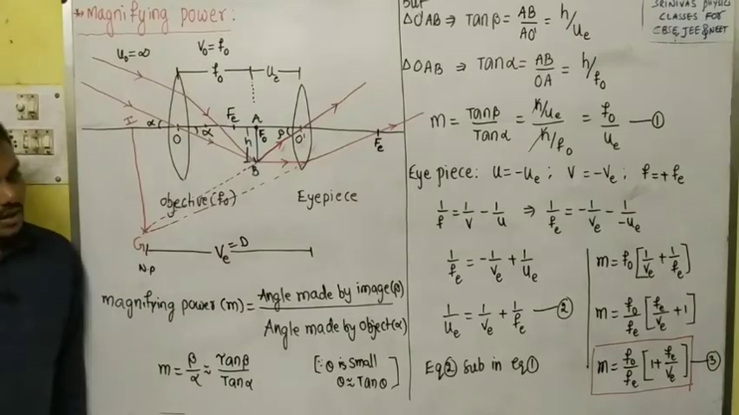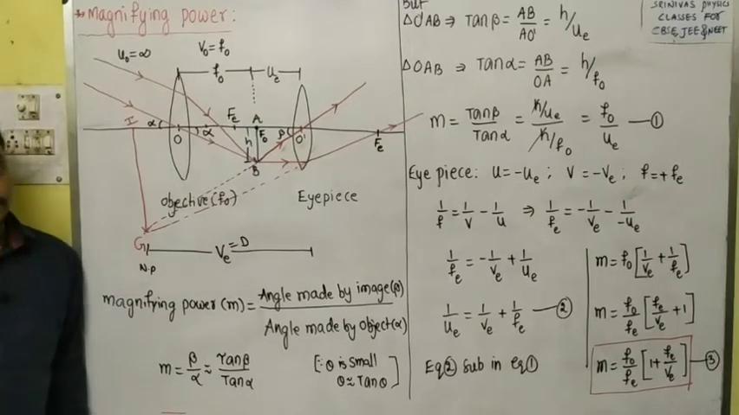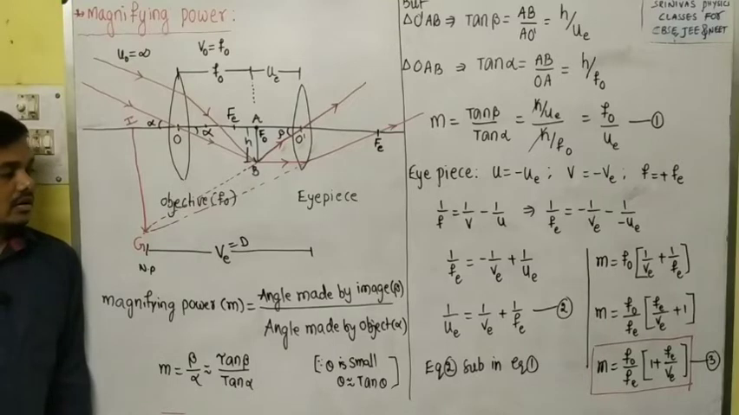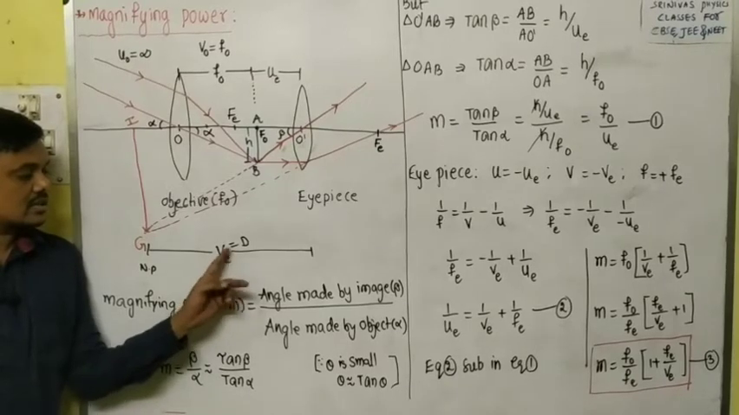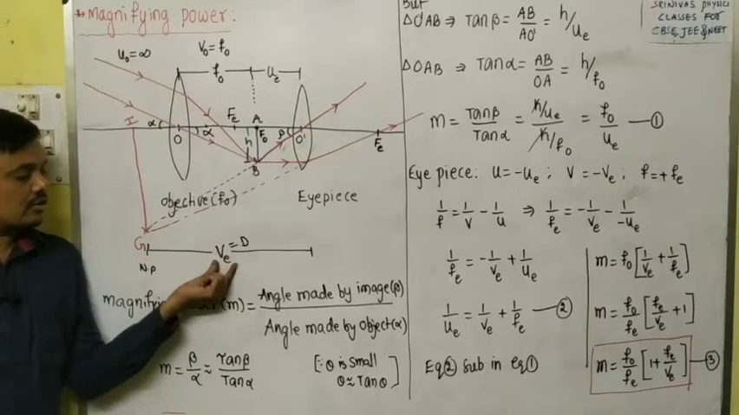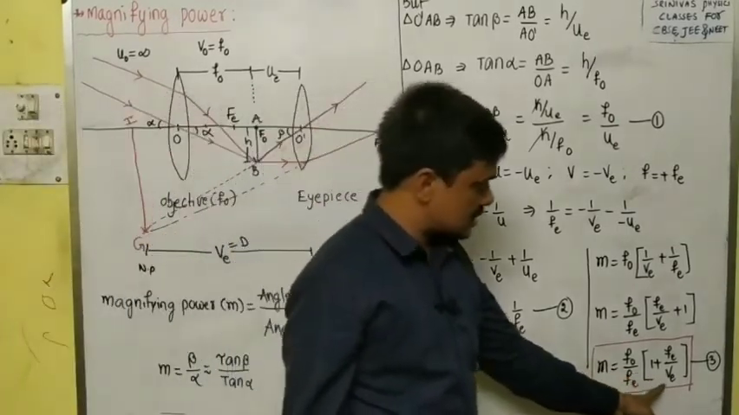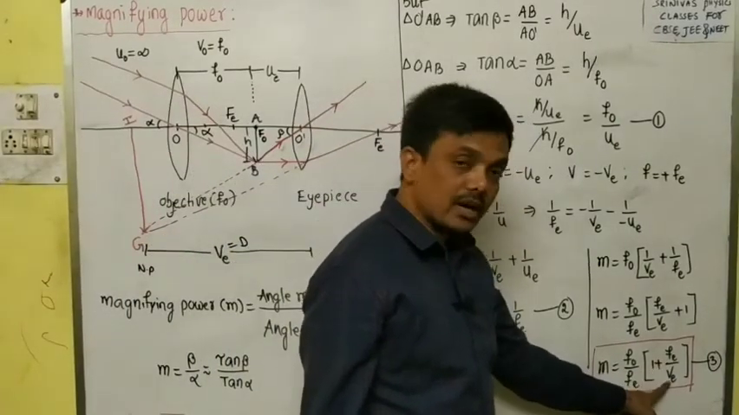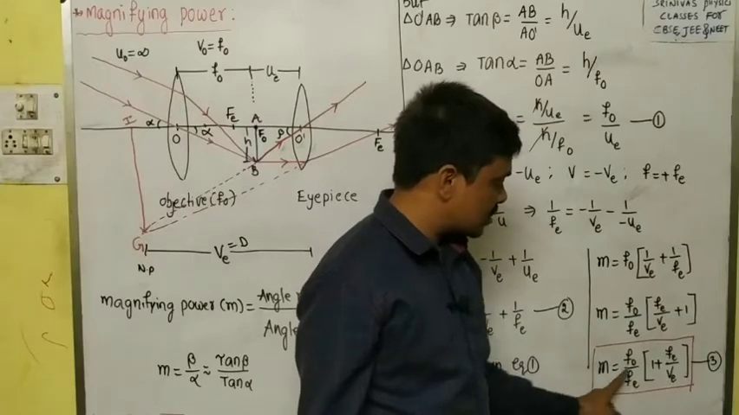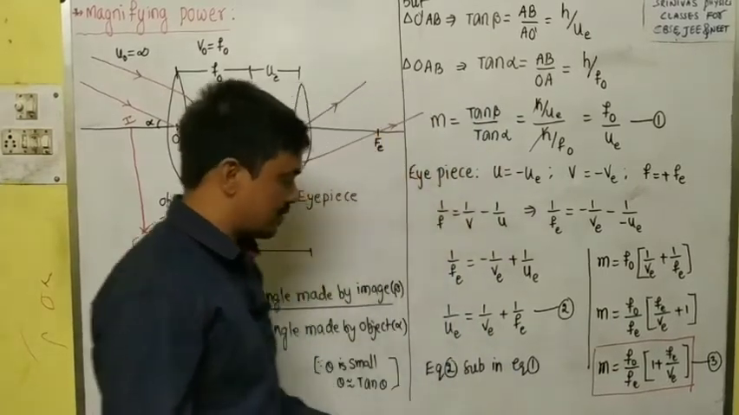And one more formula: I am going to derive the formula when the final image forms at infinite distance. When the final image forms at infinite distance, then we write the final image distance as infinite. Here you substitute the image distance as infinite. Then 1 plus Fe by infinity. Something by infinity is 0, so finally we will get F0 by Fe, right?